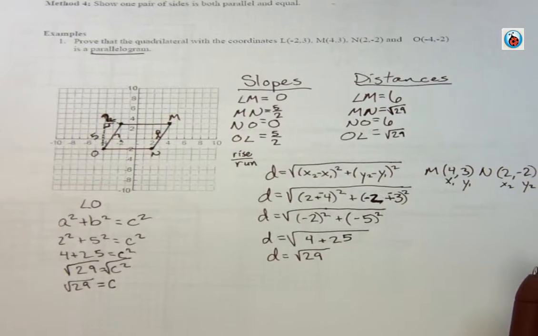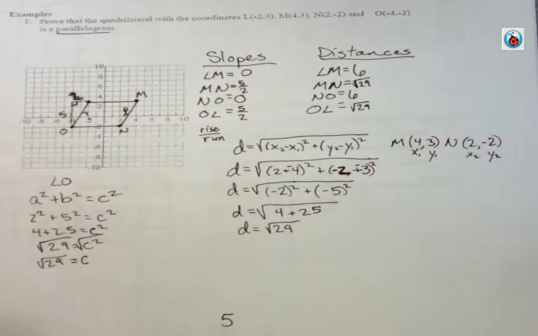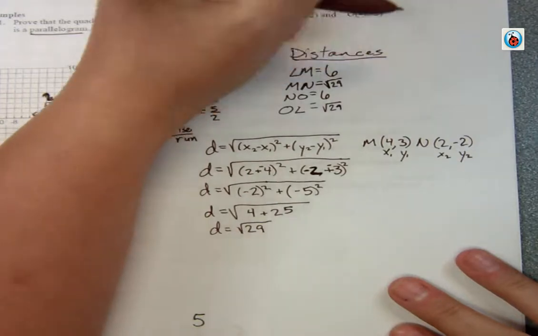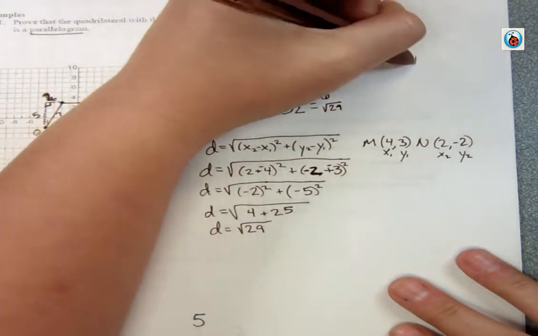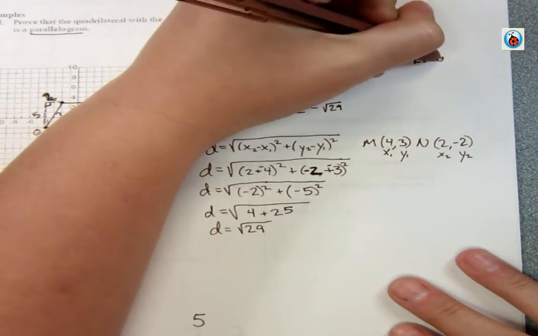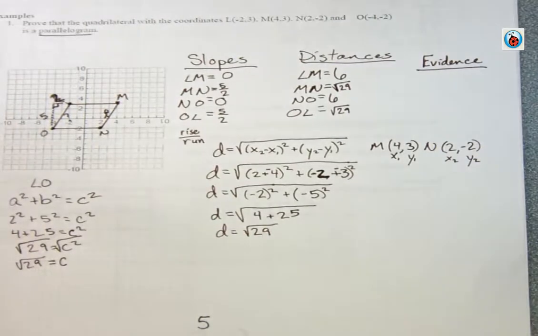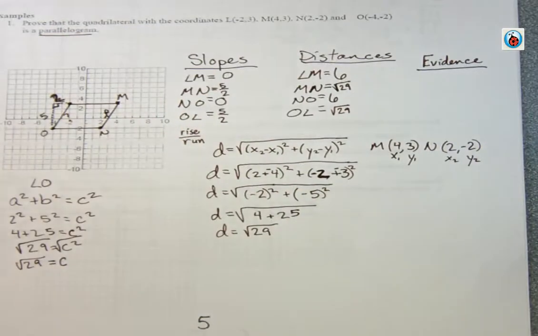All right, here is the important part of what we are doing. All of that should have been review. This is what is new today. We are going to write some evidence down. So make sure you write that word down. So evidence, that is what is important. And what we're going to do is look at the slopes and distance and write down what it tells us.